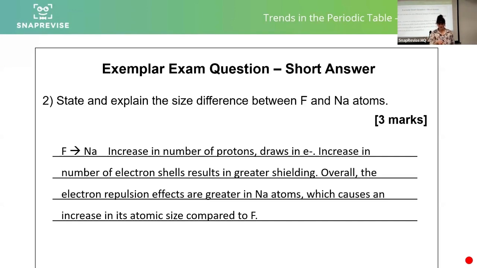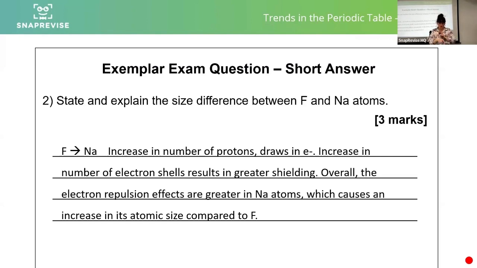Compared to fluorine. So that's our comparison in there. 3 marks available. The first mark is to state the size difference. We've actually put that in our final sentence, which is fine, where we've said it causes an increase in its atomic size compared to fluorine. So that's our first mark. Then 2 marks for the explanation.